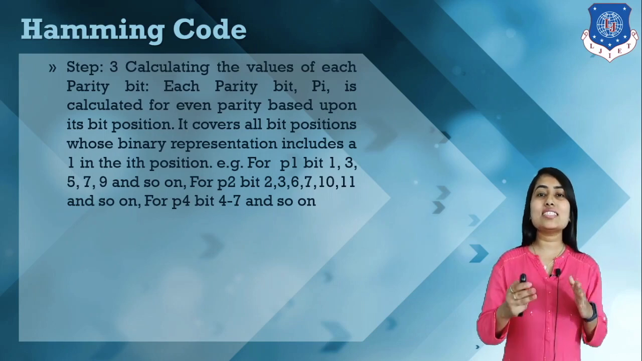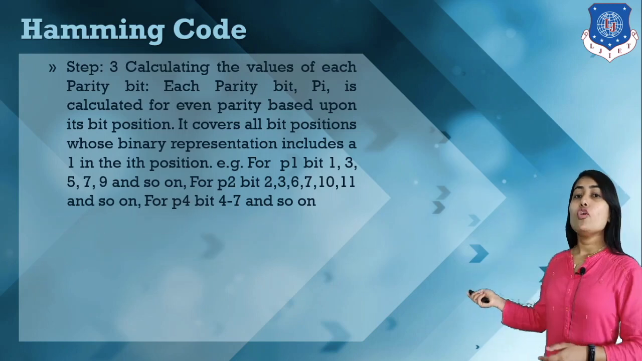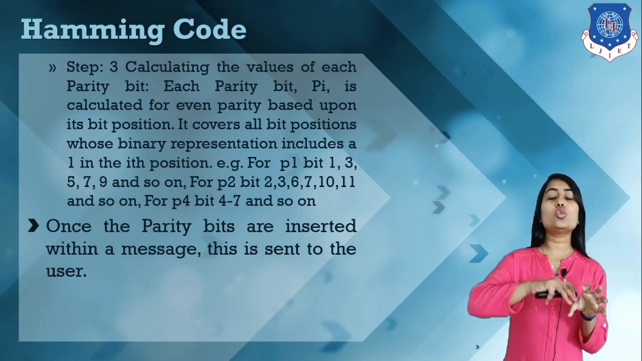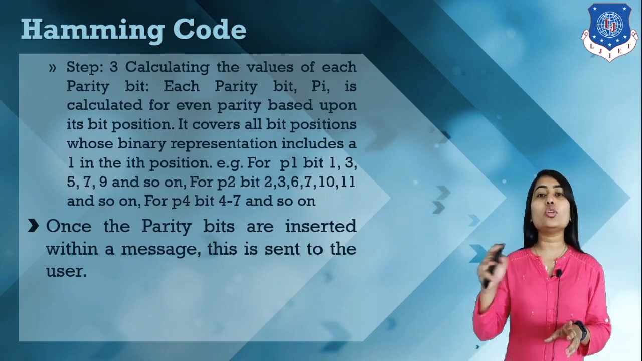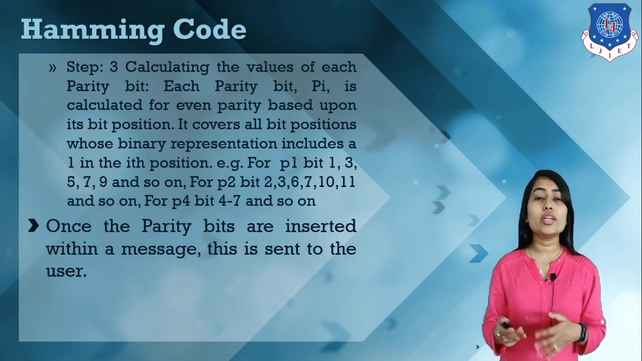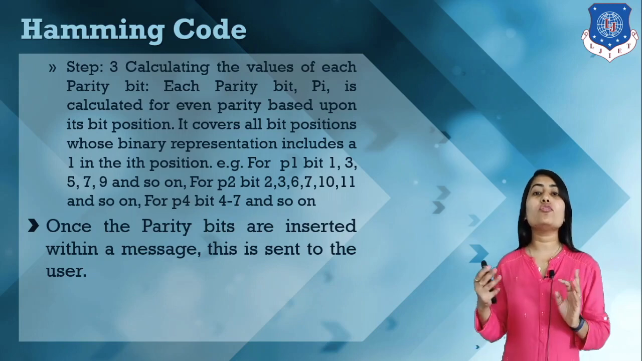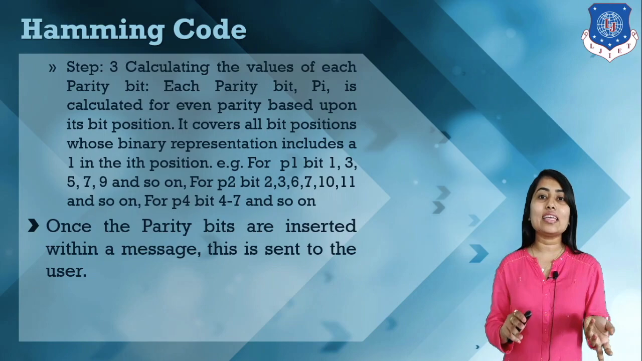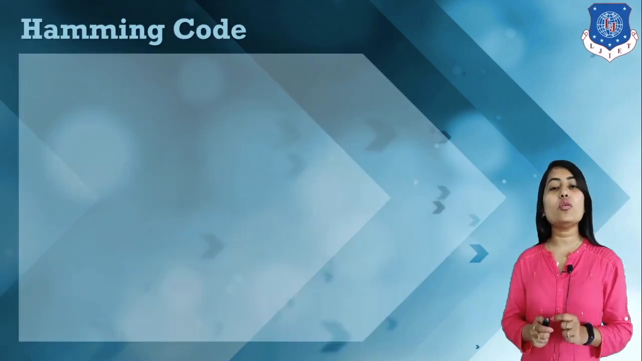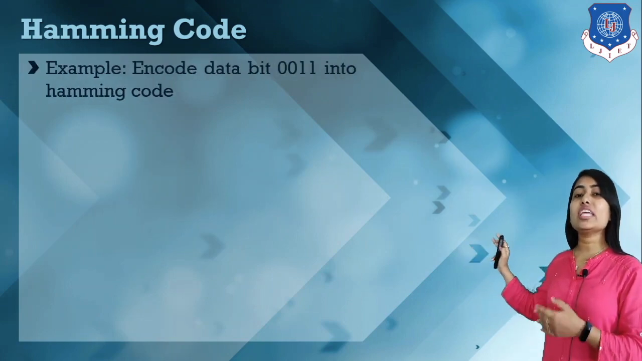Okay, let's discuss this procedure with an example. Once the parity bits are inserted, the message is transmitted to the receiver, so our information is coded into Hamming code format. How is information encoded for error correcting purposes? Let's discuss this with an example. Here we have one example: encode the message 0011 in Hamming code format.